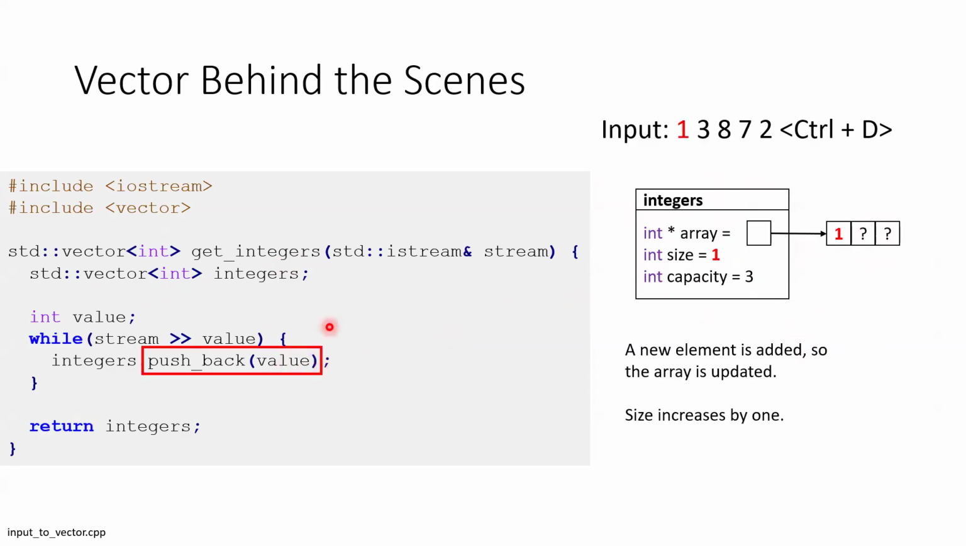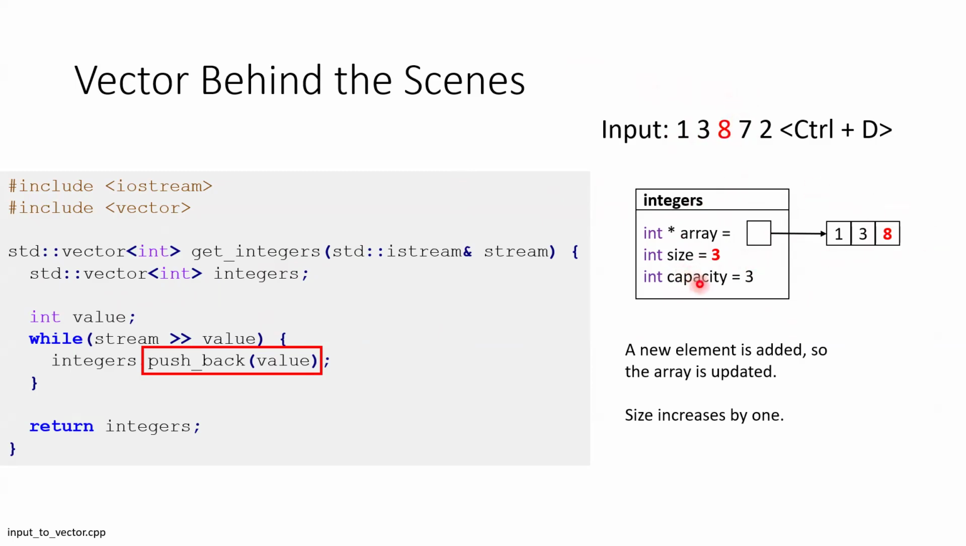Now at the first push_back, we're reading in the 1 from the input, and we're writing the 1 into the array, incrementing the size. Then the second push_back, 3, increment the size. Third push_back, 8, increment the size.